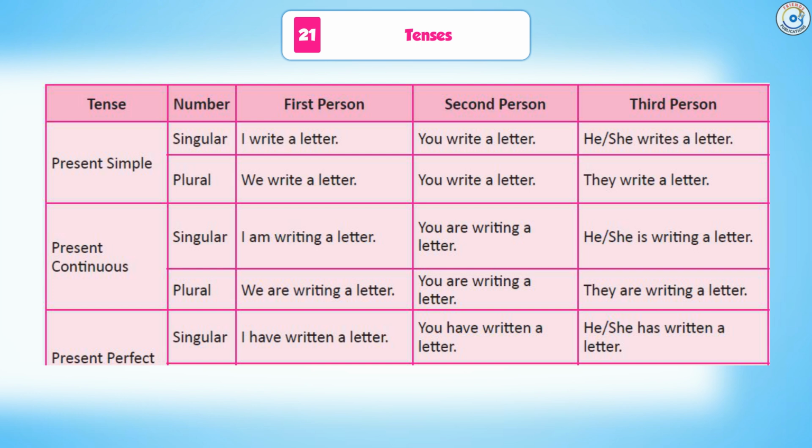Present continuous. Singular: I am writing a letter. You are writing a letter. He or she is writing a letter. Plural: we are writing a letter. You are writing a letter. They are writing a letter.